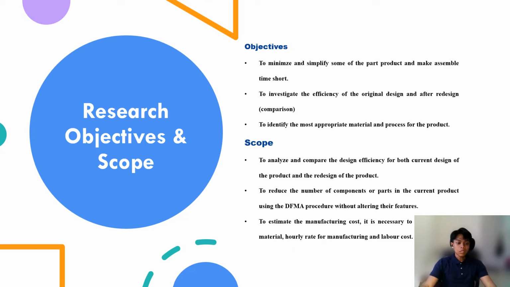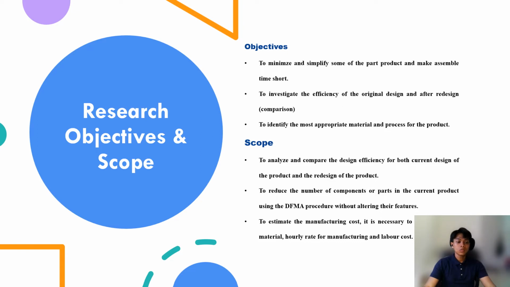For the scope of research, first is to analyze and compare the design efficiency for both the current design of the product and the redesign of the product. So first, we analyze the existing design to know what component or part will be reduced, and compare it with the redesign of the product, and we can see the design efficiency for both designs.